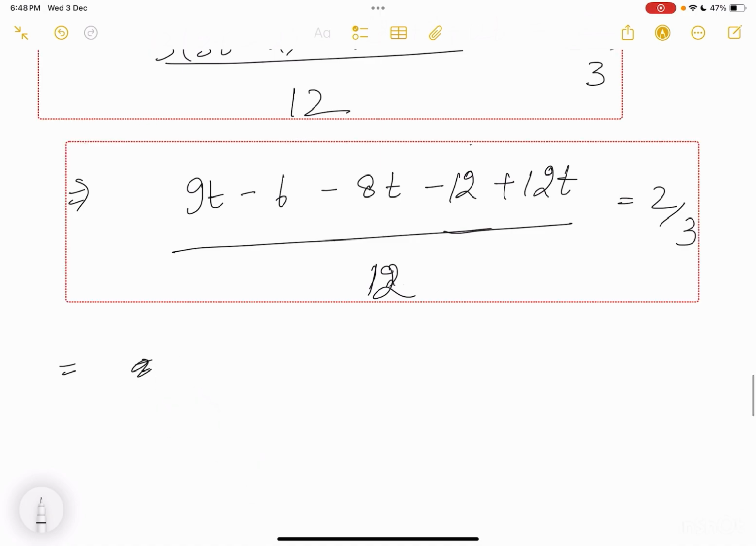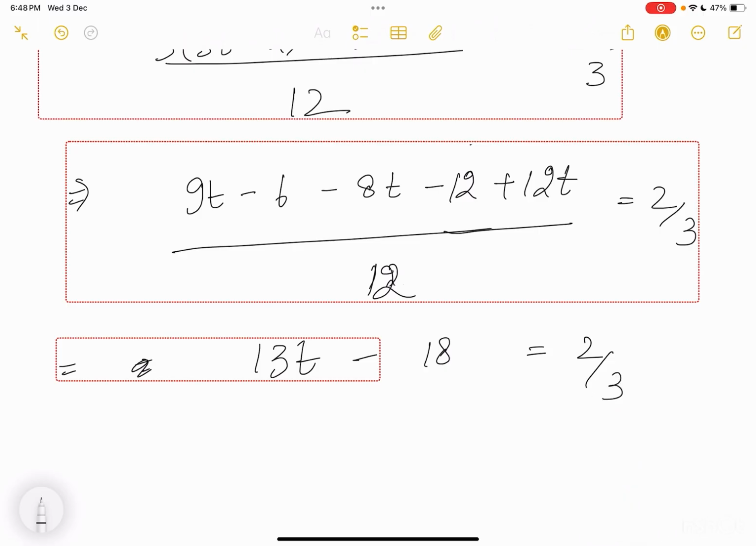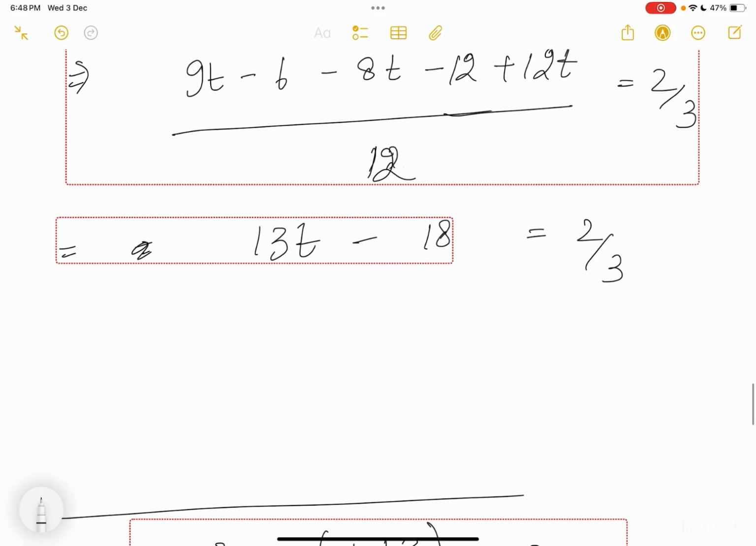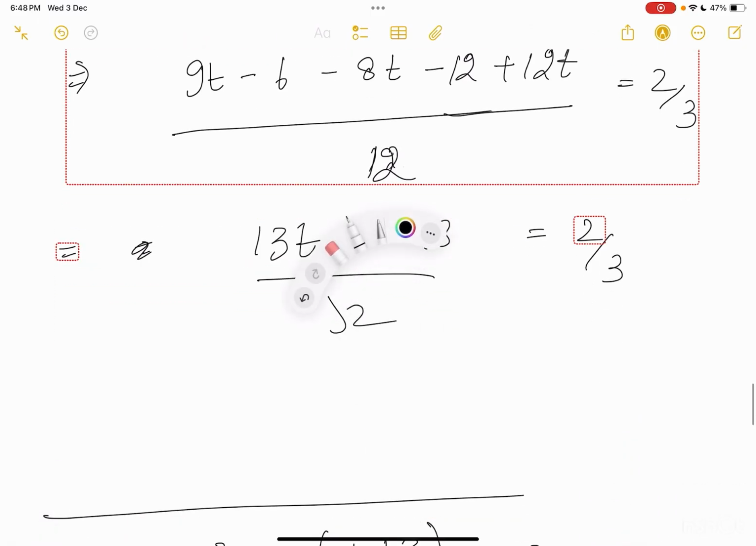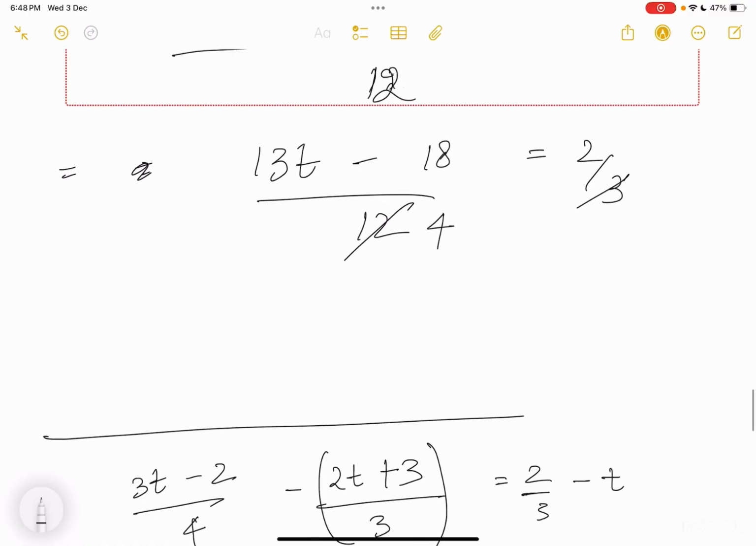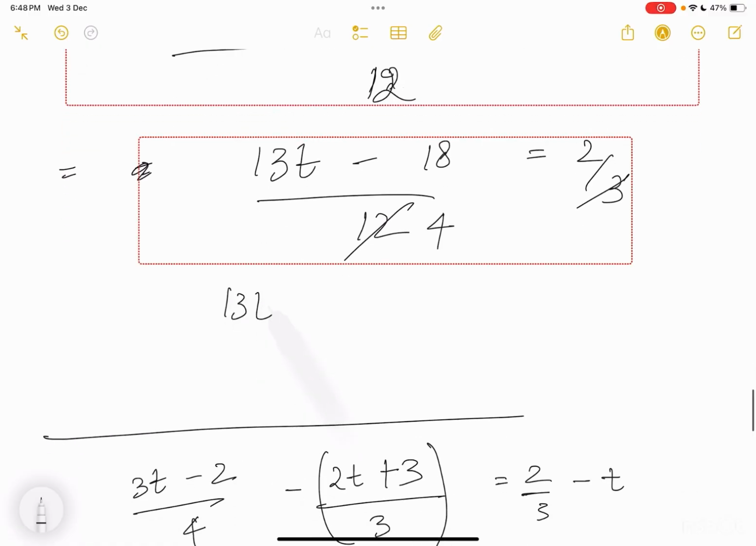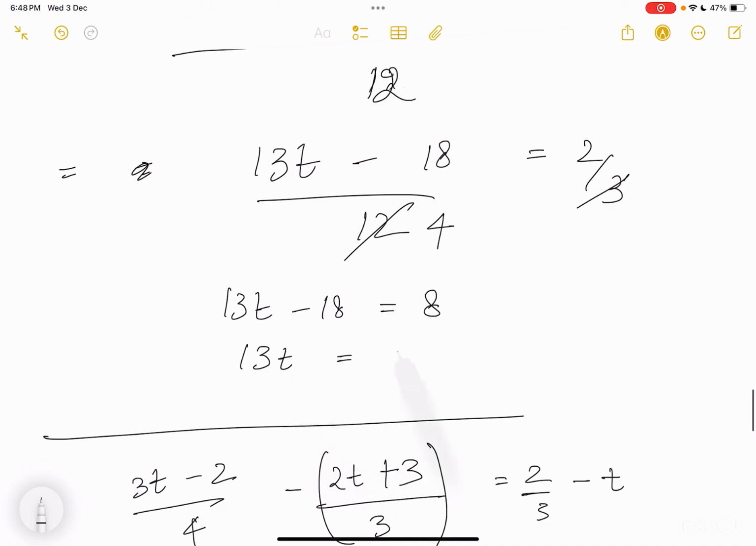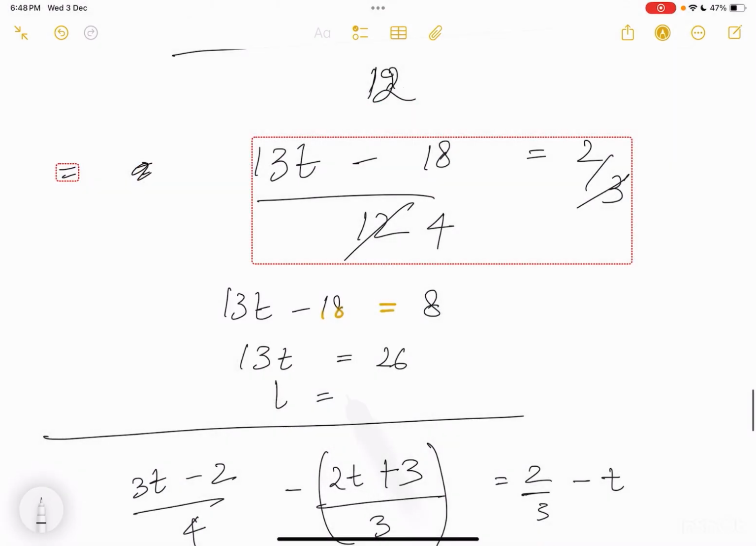Now if you will solve it, you will get 13t, and this will be 18, and here is 12. Now you can just cancel this, and now you can cross multiply. You will get 26. So t is equal to 2.